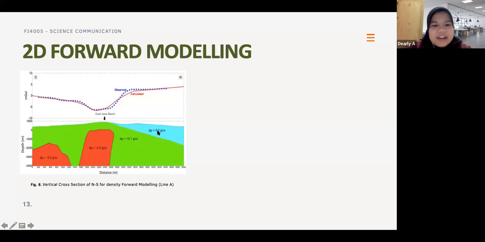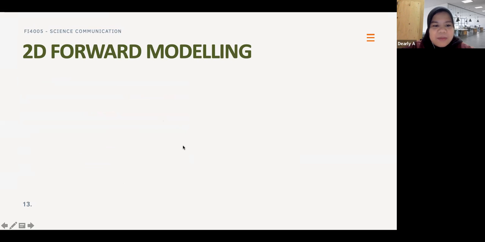The topmost layer is a tertiary sedimentary layer with a density of 2.1 gram per cubic centimeter, in blue color for the northern part. Meanwhile, the layer below it is pre-tertiary rock with an average density of 2.2 gram per cubic centimeter. Finally, the basement layer consists of granitic and basaltic layers with a density of 2.47 gram per cubic centimeter.